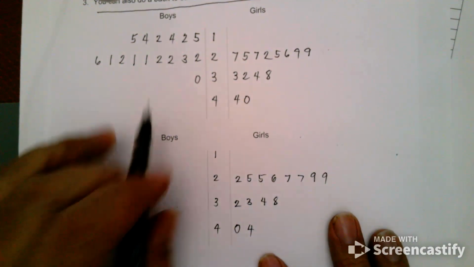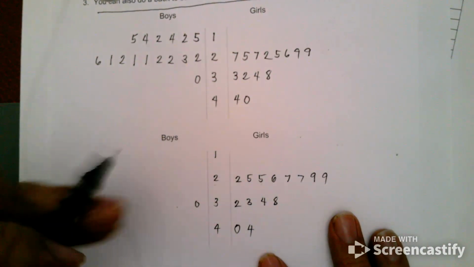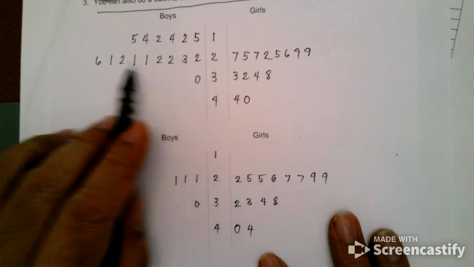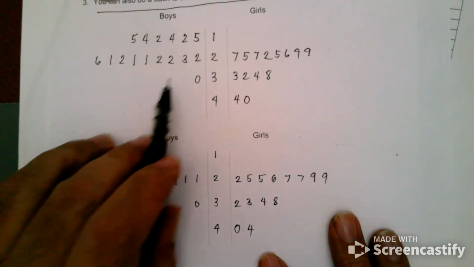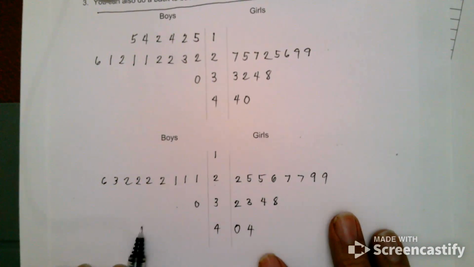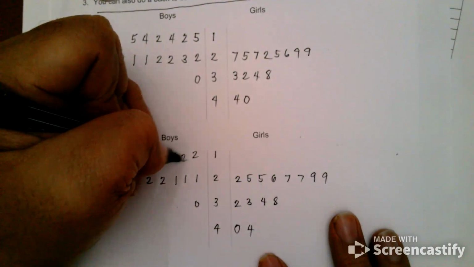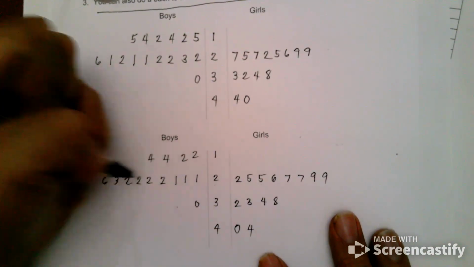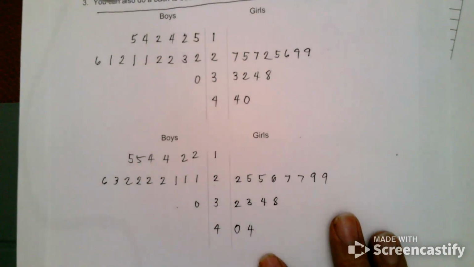Going back to the boys on this side, start with 0 here. This one I have 3 ones, so 1, 1, 1. And then how many 2s? 1, 2, 3, 4. And then 1, 3, and then 6. And then for this one you have 2, another 2, then 2 fours, and then 2 fives.